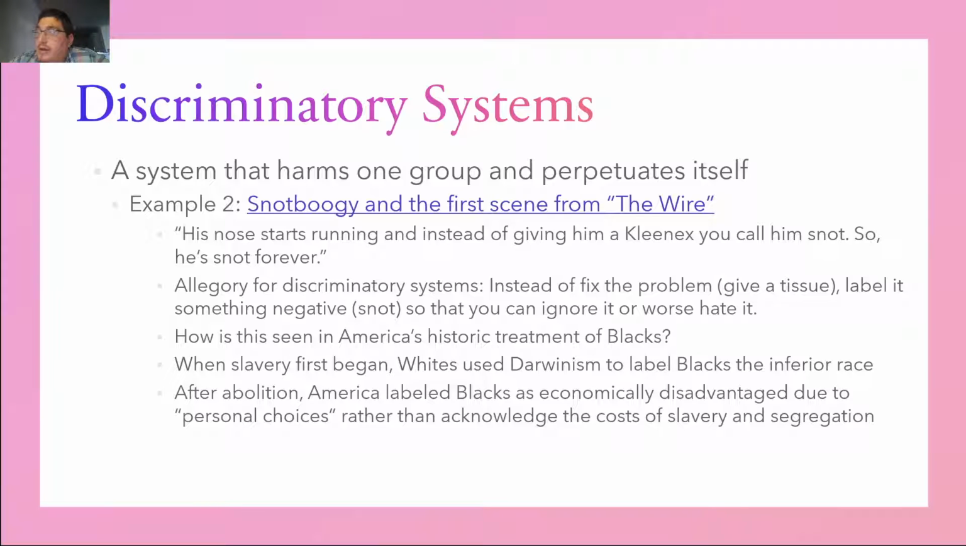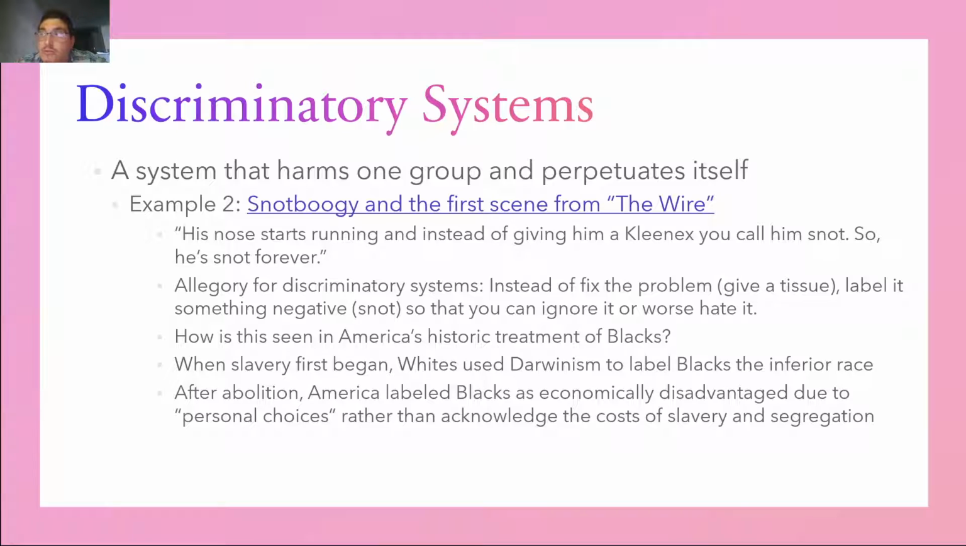After the abolition of slavery, right? What happened is in America they labeled blacks as economically disadvantaged. So right after basically Lincoln in 1865, the blacks were struggling because they had no capital and no education because they were slaves. So they were economically disadvantaged. They're making clearly much less than their white counterparts, and they labeled this as due to blacks' personal choices, rather than acknowledge that this was the cost of preventing a group of people from accruing wealth and capital to pass on to their children.